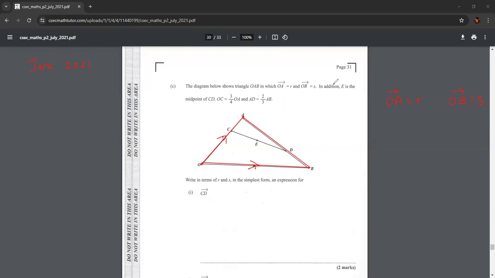They said, in addition, E is the midpoint of CD, right? So this point E is in the middle of CD, and OC, so from here to here, is 3/4 of OA, and AD is 2/3 of AB. Write in terms of R and S in the simplest form an expression for CD. So we are basically trying to find the instructions as to how to get from C to D.